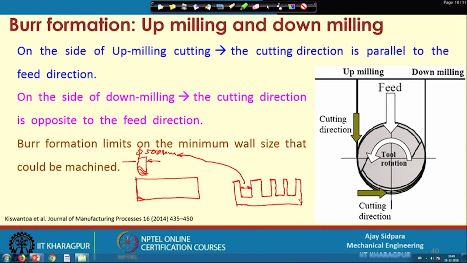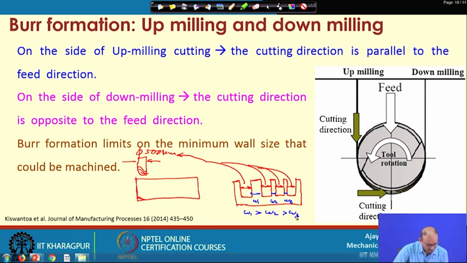So, this is our objective, how we want to make this particular part. All this width is 500 micron, but the difference is here. So, these are the differences. Here it is considered this width is W1, W2 and W3. So, W1 is bigger than W2 and W2 is bigger than W3.